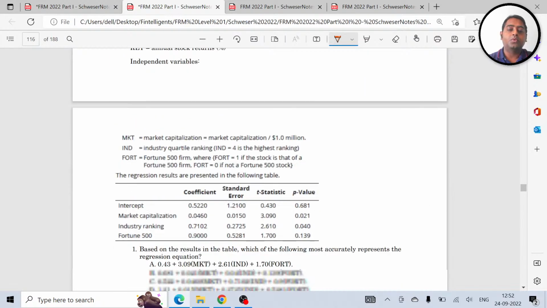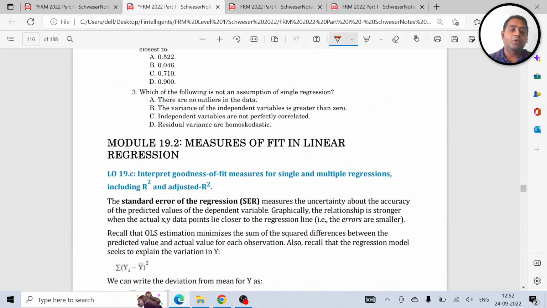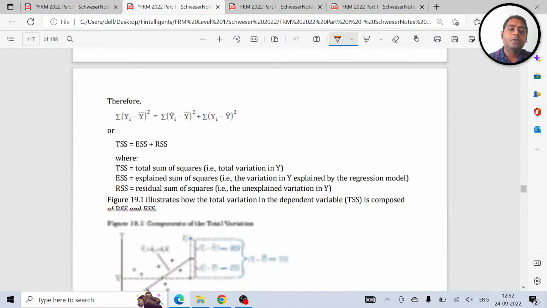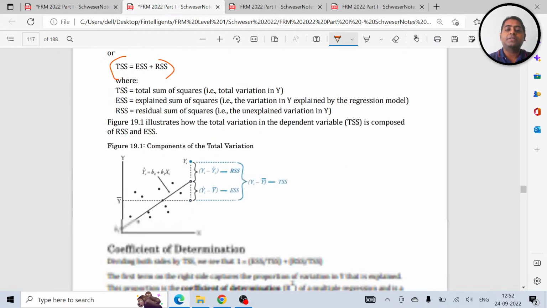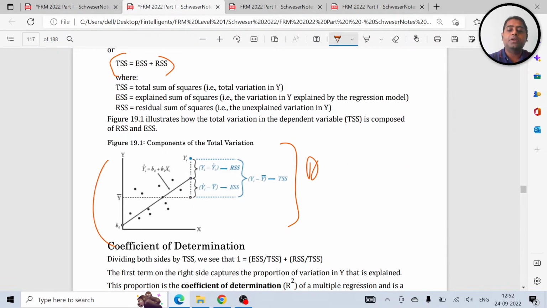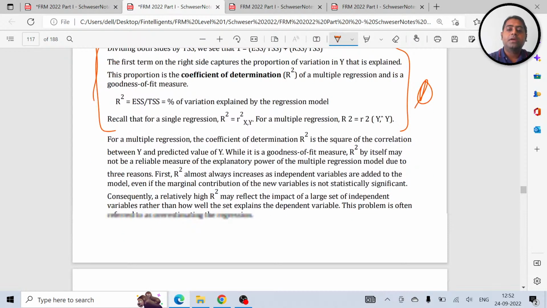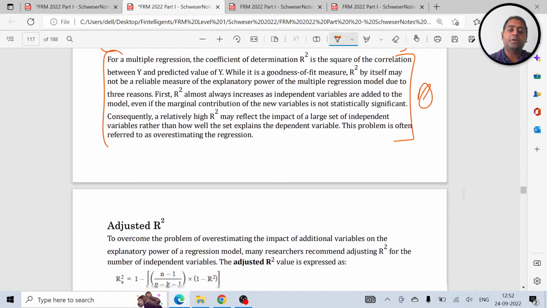Next, we are moving toward the next module, which is 19.2. This is where the regression starts coming in. Standard error of regression as a concept, you should be clear. The TSS upon ESS part should be clear. This diagram is important. Coefficient of determination, this entire part is important. And the theory related to R square is important.